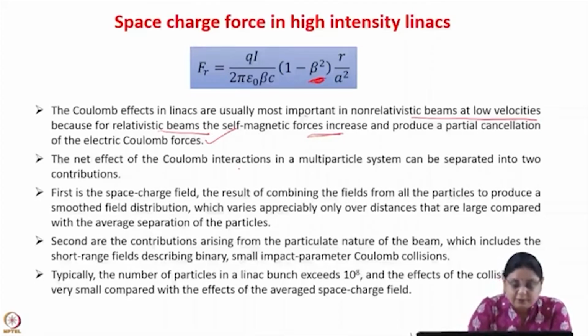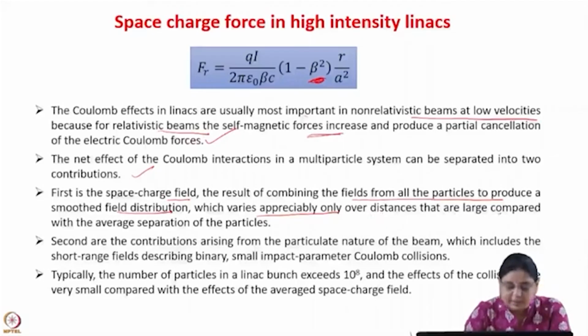The net effect of the Coulomb interaction in a multi-particle system can be separated into two contributions. So one is the space charge field, the result of combining the fields from all the particles to produce a smoothed field distribution, which varies appreciably over distances that are large compared with the average separation of the particles. So this is what we have just calculated, the effect of the entire charge distribution on a single particle.